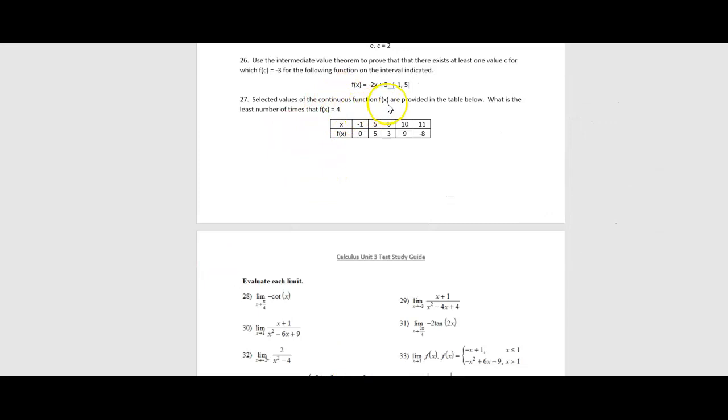Selected values from the continuous function f of x are provided in the table below. What is the least number of times that f of x is equal to 4?